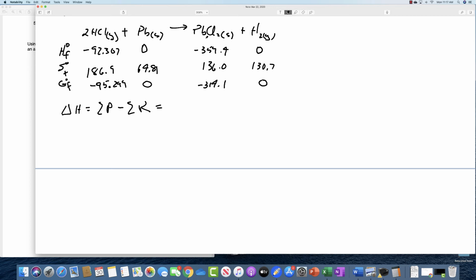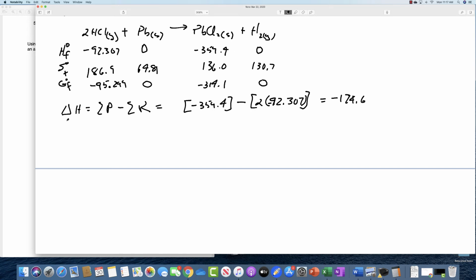So the delta H is equal to the sum of the products minus the sum of the reactants. The products here is lead chloride, so it's minus 359.4, and that's the products, minus, remember you have to take 2 times any of these numbers, so this is 2 times 92.307, and this is a minus number here. And don't lose your signs because that's important. And if you do the math here, you get minus 174.6.